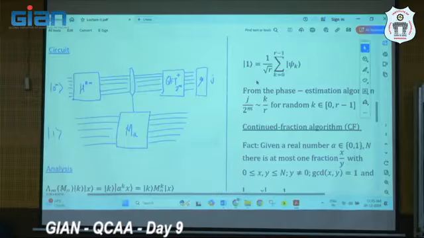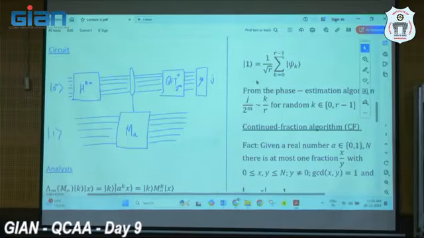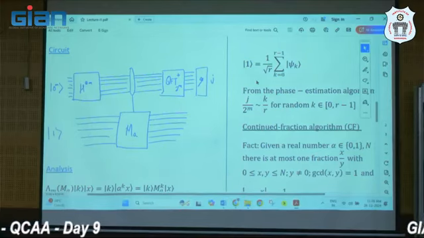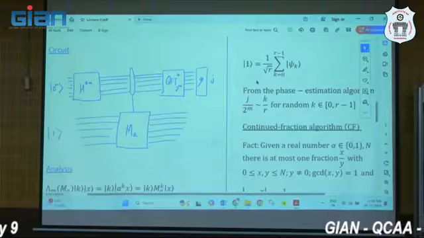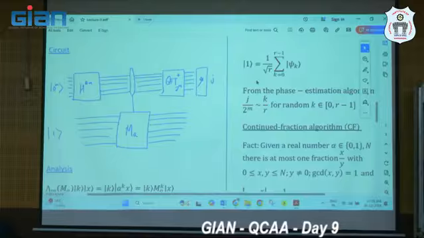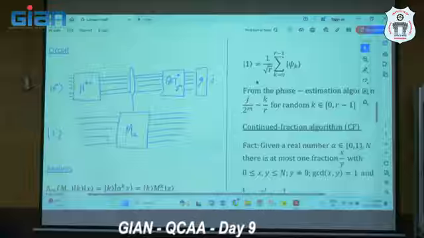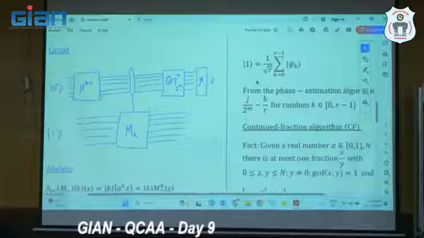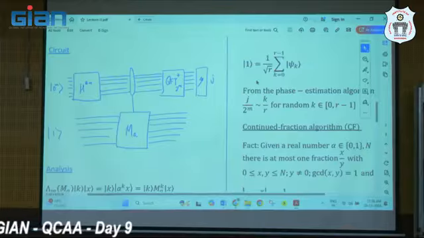Oh, that is the state one. State ket one. We will see this, okay? Once we see this relationship, it will become clear.